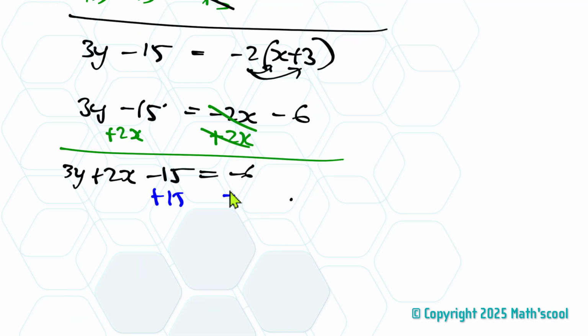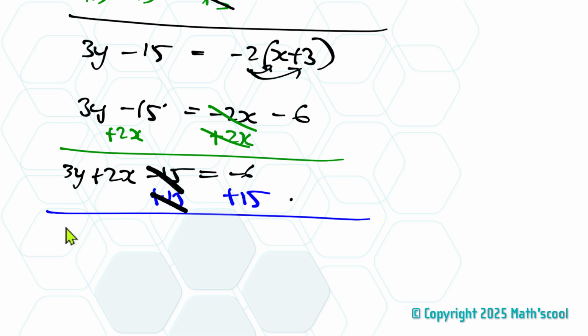Add the 15 to both sides. And so that's going to give me 3y plus 2x equals 9.